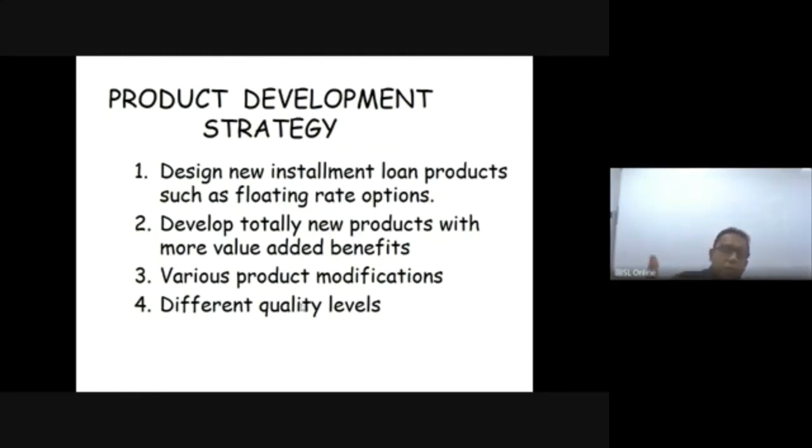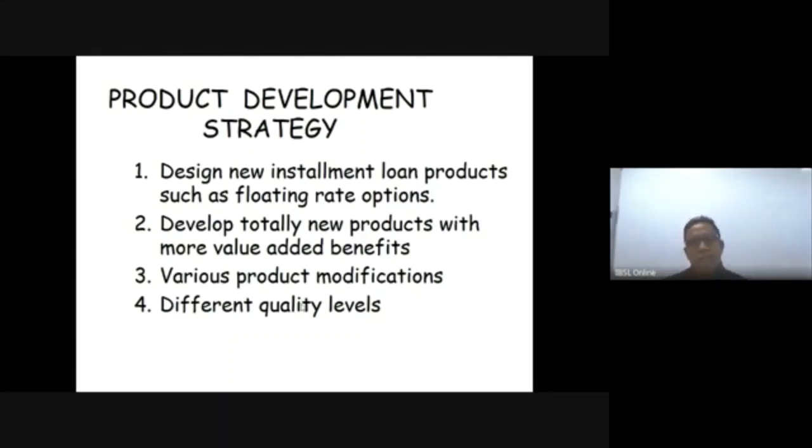So look at your product portfolio and see any modification, because your existing product may be outdated. The customer may require some new features in the existing product. And that way you can modify your product to suit the current requirement.